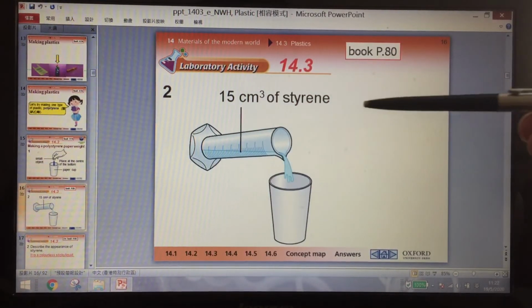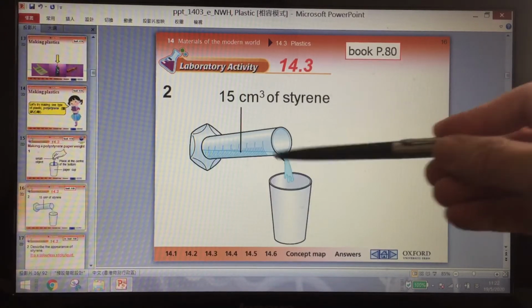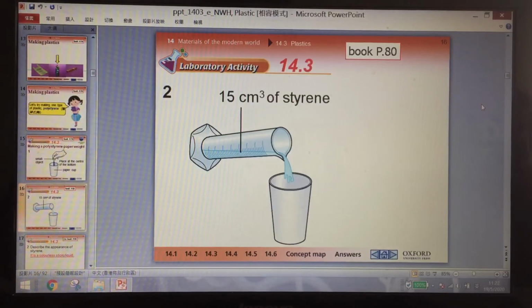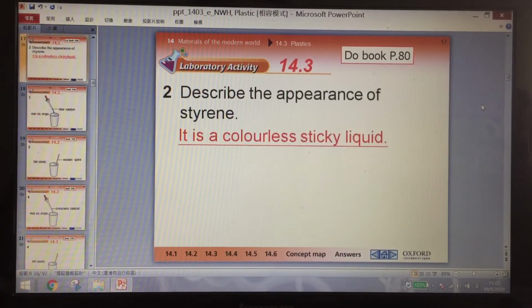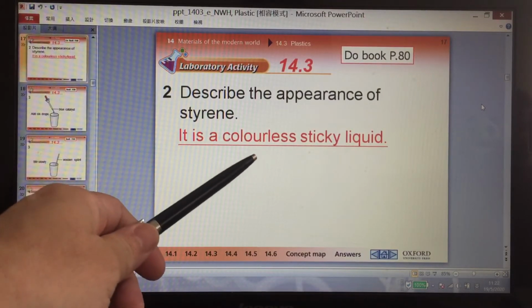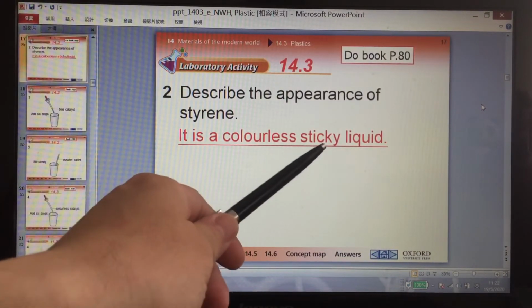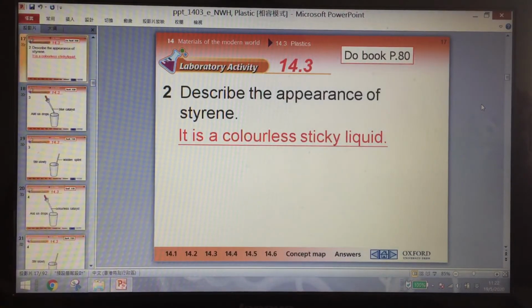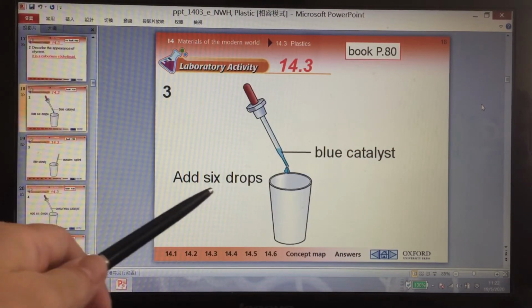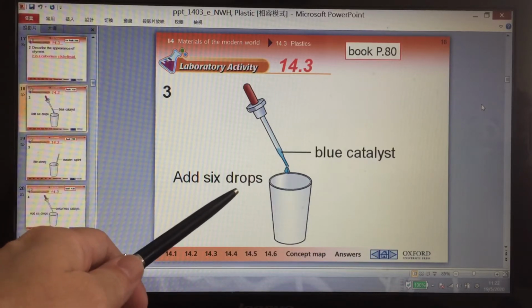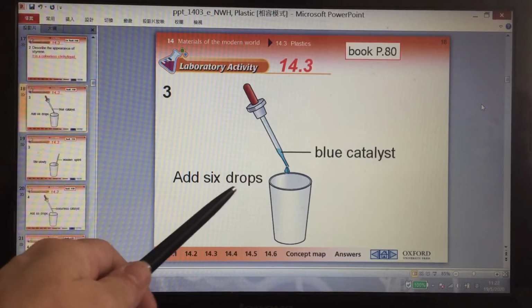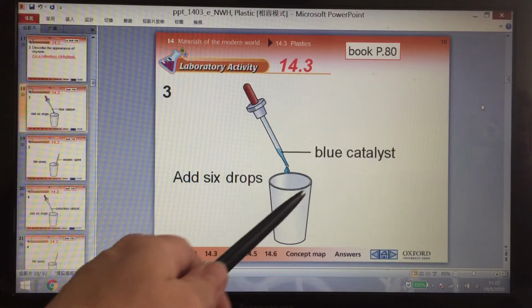We have styrene. As you see, it is in liquid form. Take a look at the styrene. What is it? It is a colorless, sticky liquid. And then we add a few drops of blue catalyst, just a small amount, so just 6 drops is good enough.